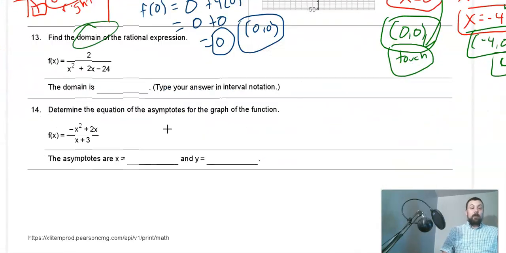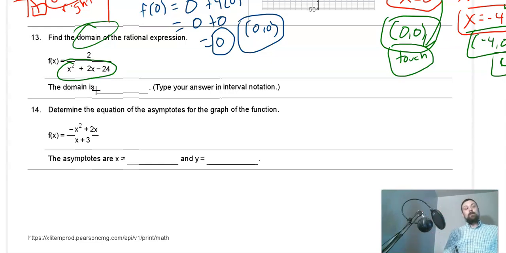This one, you just want to find the domain. And the shortcut for doing that is to take the denominator and set it equal to 0. Because you want to find out what numbers would make you divide by 0, and then remove those numbers from your domain. So start off with the assumption that the domain is all real numbers. Find out what would make you divide by 0, and pluck those numbers out. Whatever's left is your domain, right?